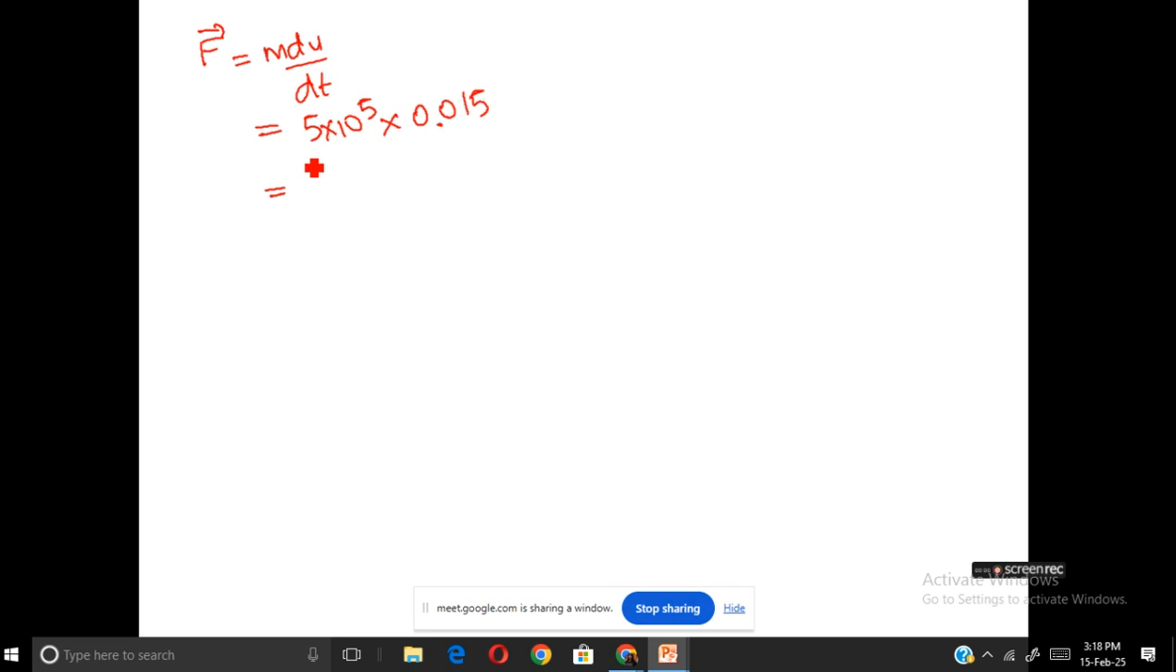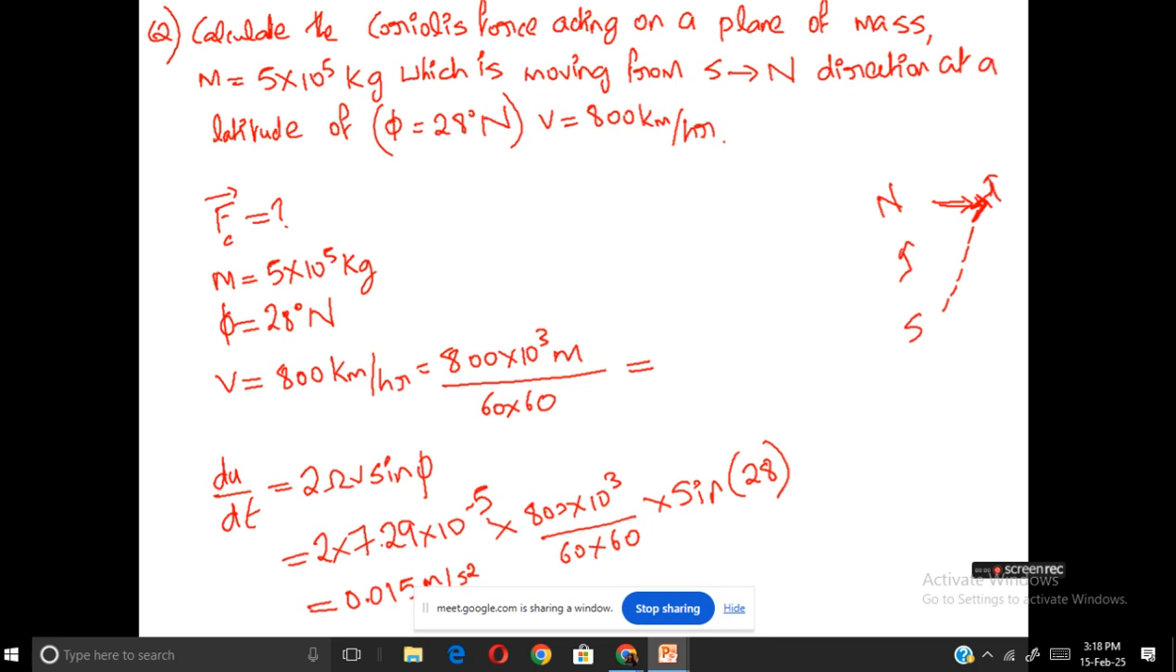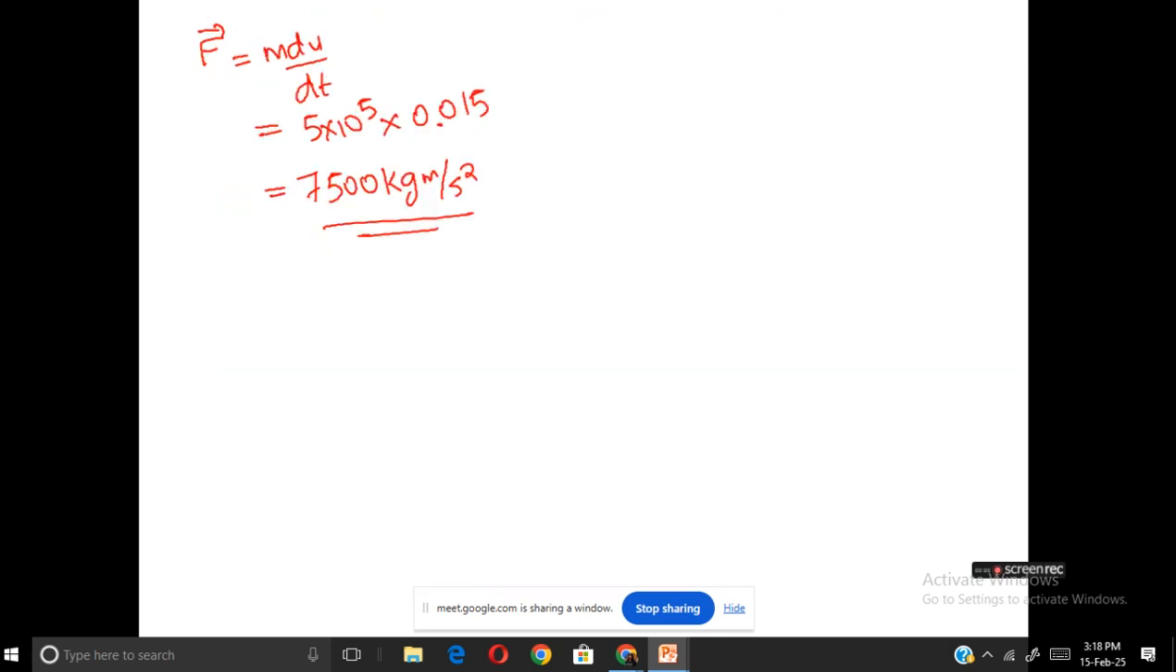Ma'am, 7,500. Yes, correct. Around 7,500 kilogram meter per second square. So this is a Coriolis force acting on the plane, which is having a mass of 5 into 10 raised to 5 kilogram and is basically moving in the south-north direction with a latitude of 28 degree north.